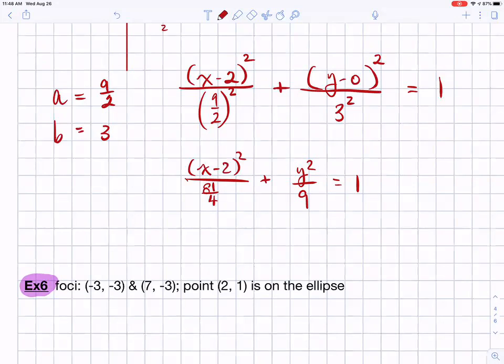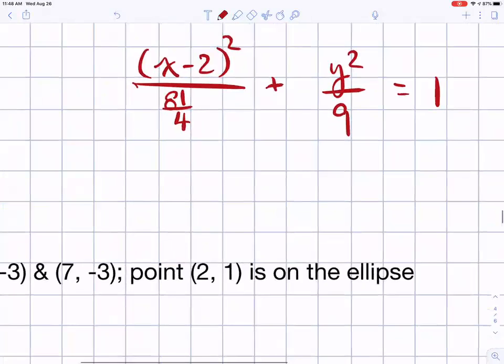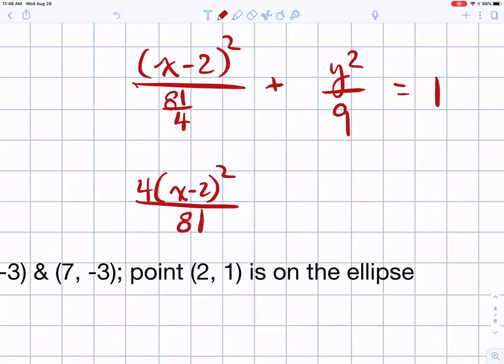Remind me of the rule for dividing fractions. What do you do when you have to divide fractions? Multiply by the reciprocal, okay? And so one of the things that my lab will do, again, this is a good answer. I'm okay with this. This will gain you full credit if I ask you for the equation. But my lab takes it a step further and inverts and multiplies the 81/4. And so what it looks like is 4(x minus 2) squared over 81. Okay, so it inverts and multiplies.